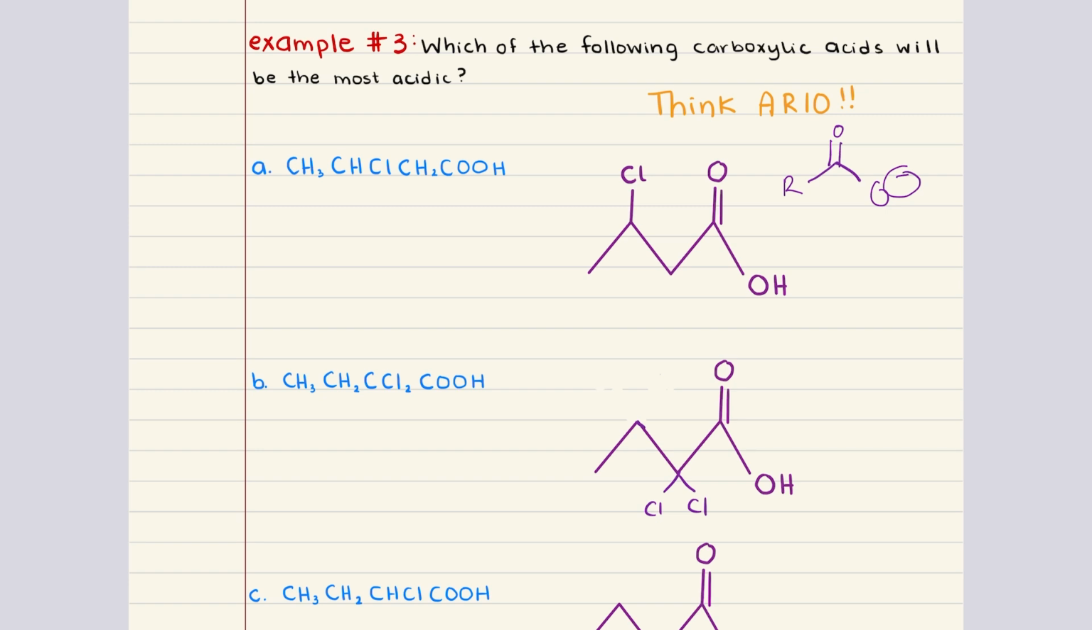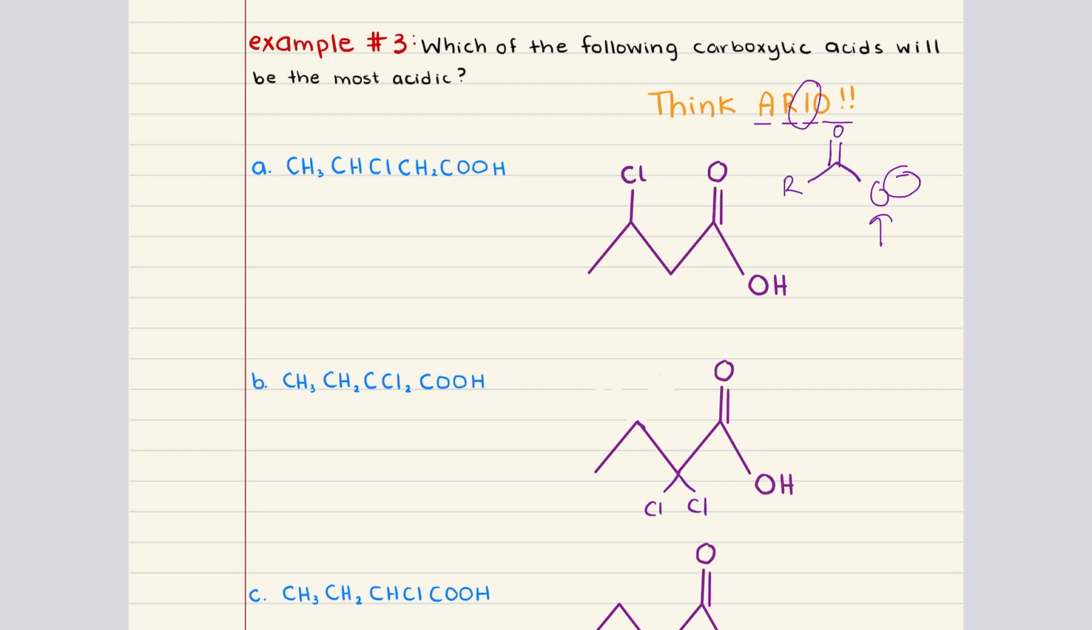A helpful tool to remember is ARIO. ARIO stands for atom, resonance, induction, and orbital. In this problem, all of the atoms involved are going to be oxygen. So the atom effects are not different. Resonance, that's already built into the carboxylic acid group. So that's going to be the same across the board as well. The key difference here is going to be induction.